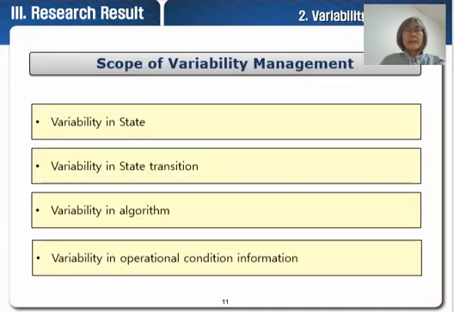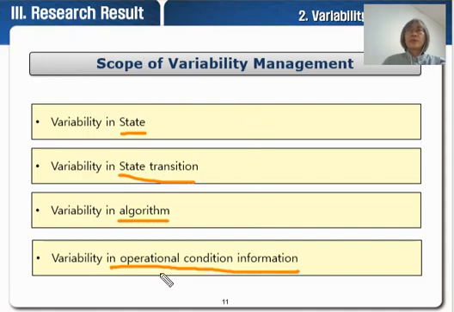We define a mechanism for handling four kinds of variability: variability in state, variability in state transition, variability in algorithm, and variability in operational condition information. We suggested a guideline on how to model these kinds of variability in each software model, and how to implement this variability in source code.